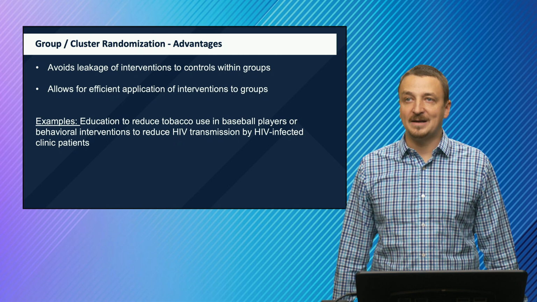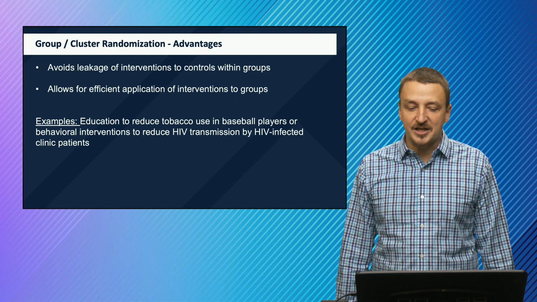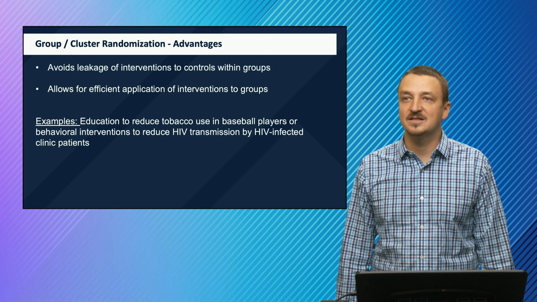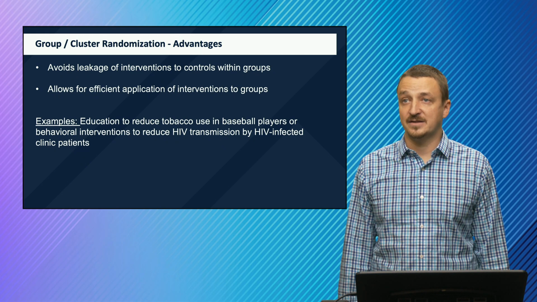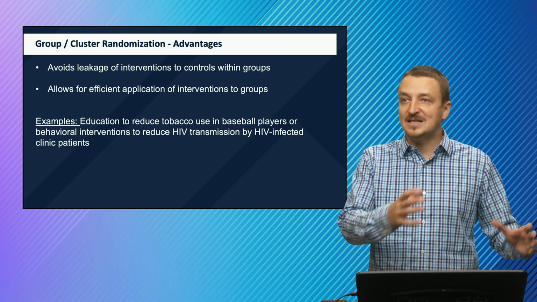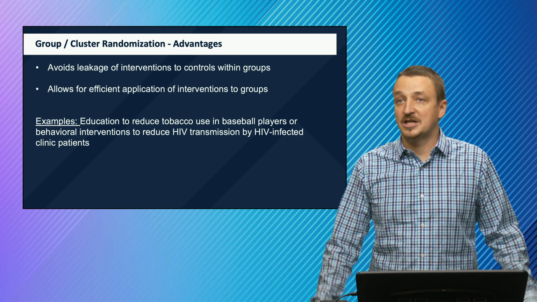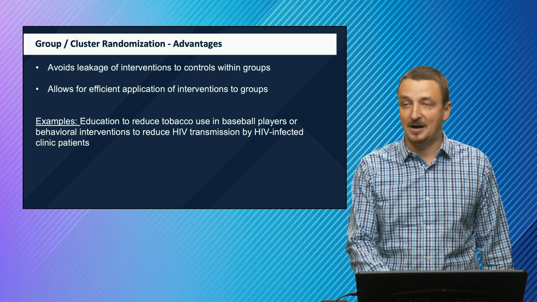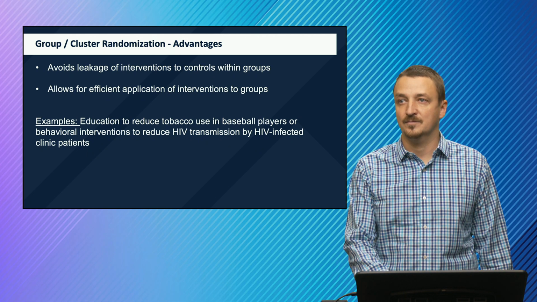Examples for such a group and a cluster randomization in matched pairs are education to reduce tobacco use in baseball players or behavioral interventions to reduce HIV transmission by HIV-infected clinic patients. So for the baseball players, the groups or clusters would be baseball teams, right? And for HIV transmission, it would potentially be different HIV clinics in different settings that are matched and then assigned to intervention 1 or 2.